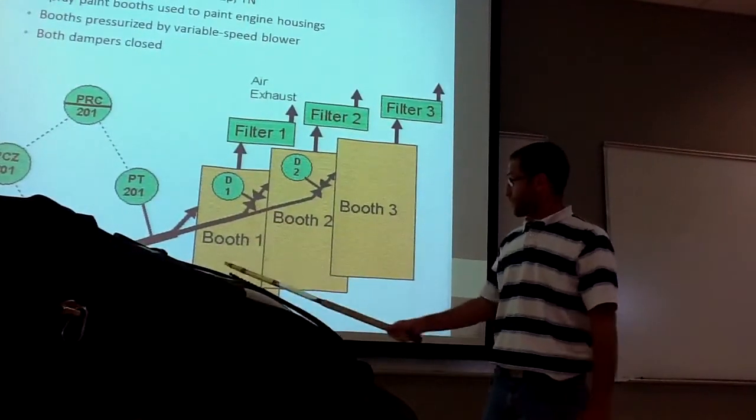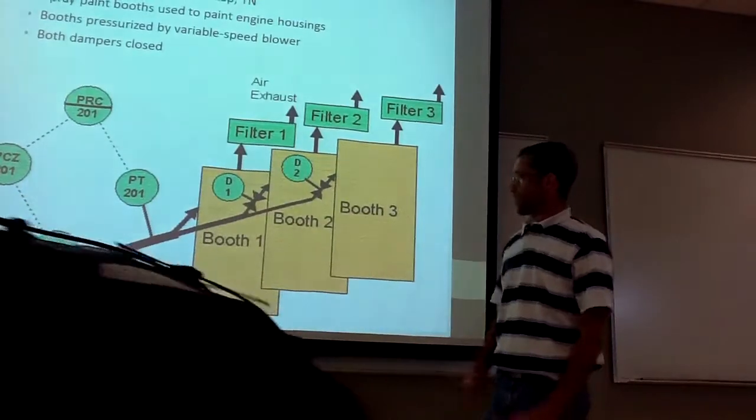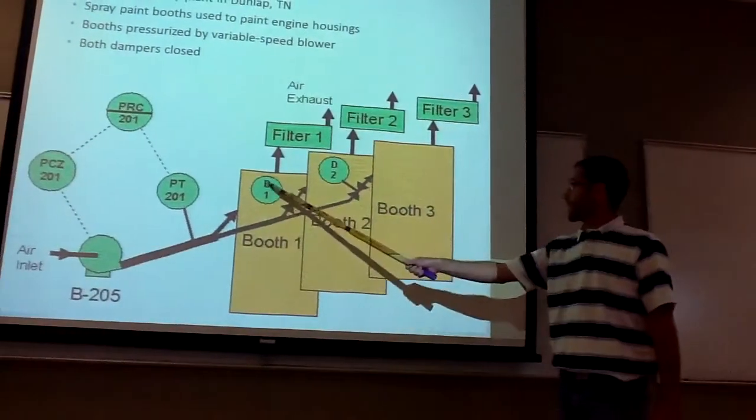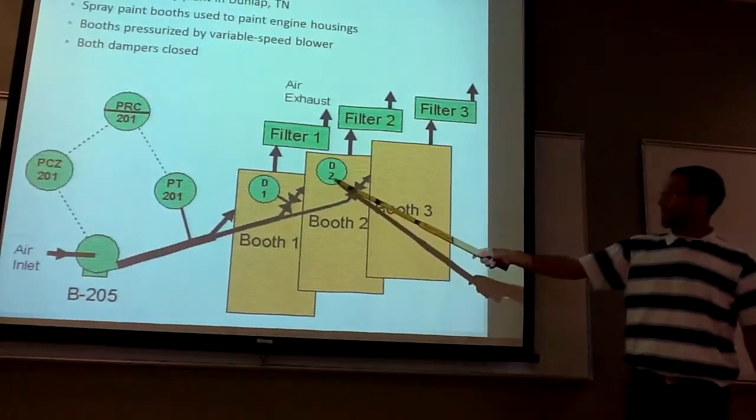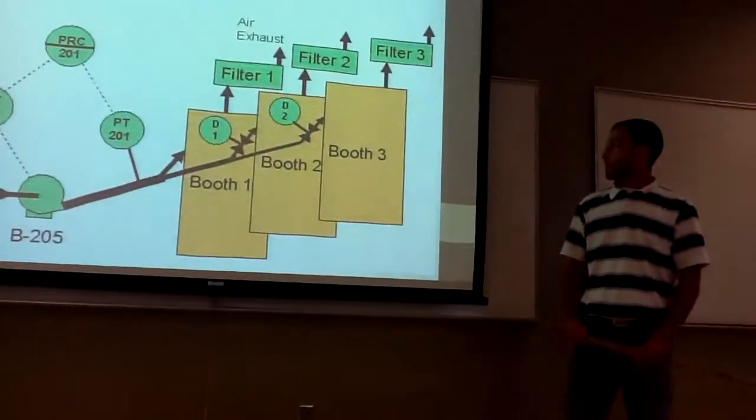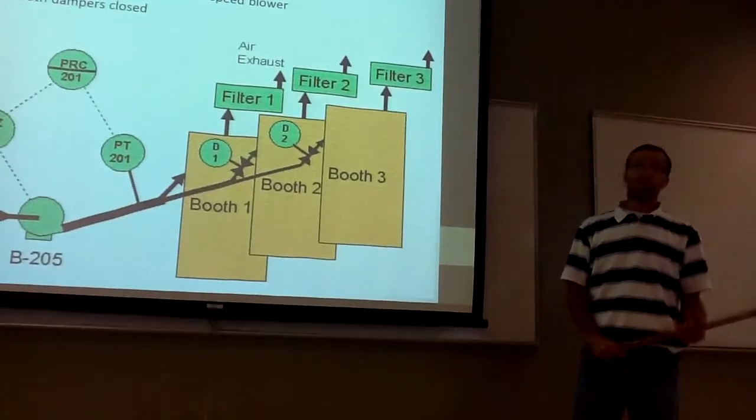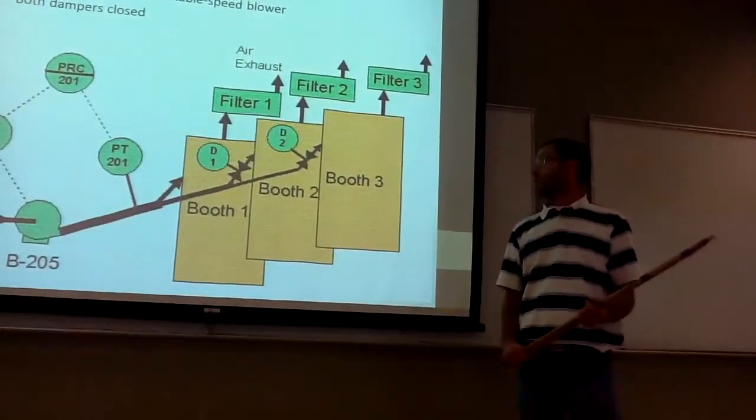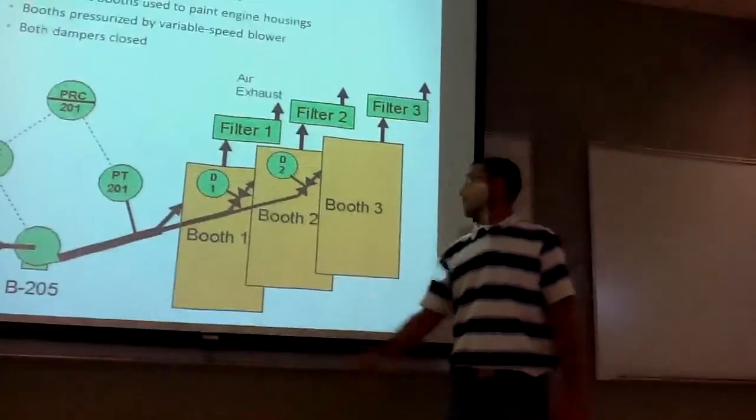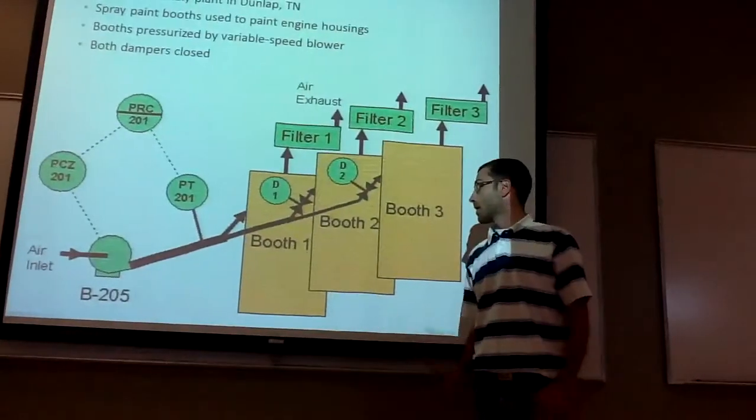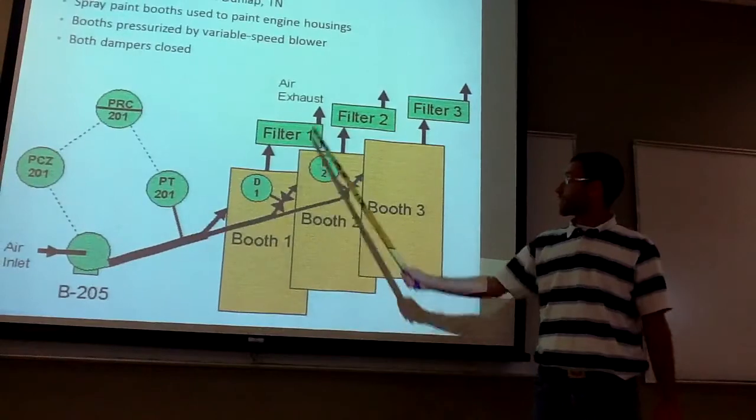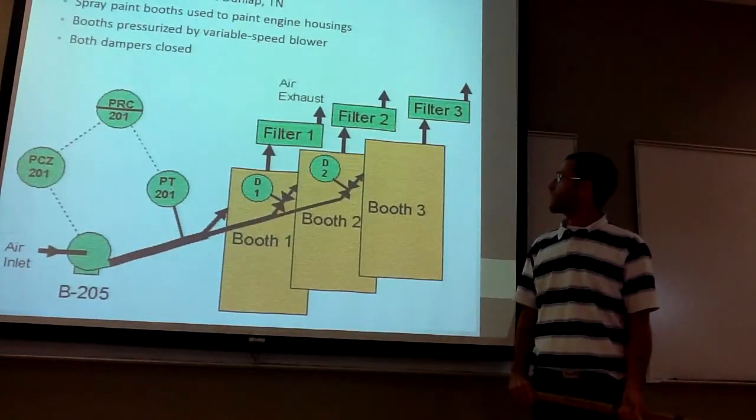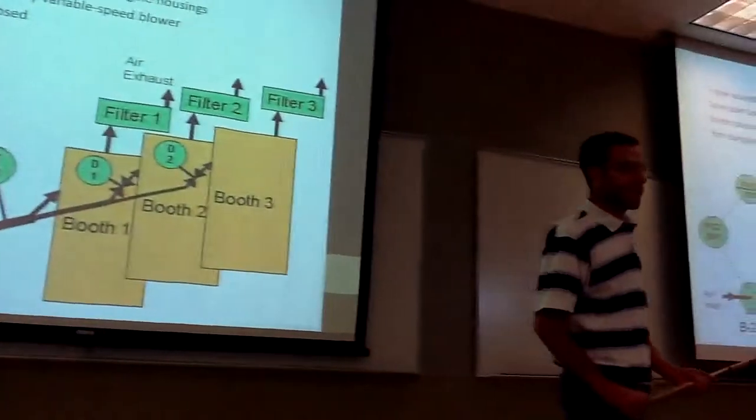If they're open, pressure is allowed to get into all three booths. For instance, if this one's closed, it cuts off pressure to both of these. If this damper right here is closed, it cuts off pressure to booth 3. For the purposes of our experiment, both dampers were closed, so whatever pressure comes into the system is only affecting booth 1. And then as the exhaust goes out, it's filtered per EPA standards and regulations.